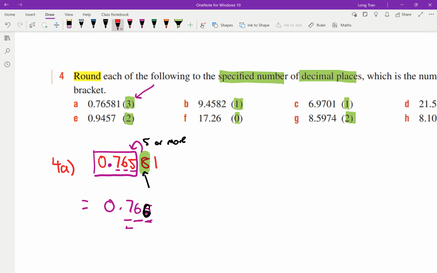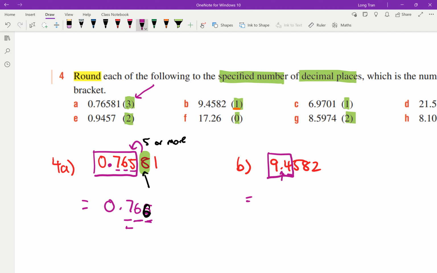B. Let's write down B. B is 9.4582. I want to round it to 1 decimal place. So 1 decimal place is over here. This is the decimal, so 1 decimal place is this one, the first one after the decimal point. That's all I want.